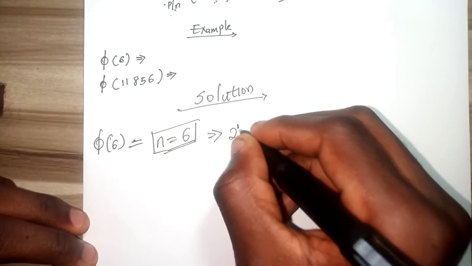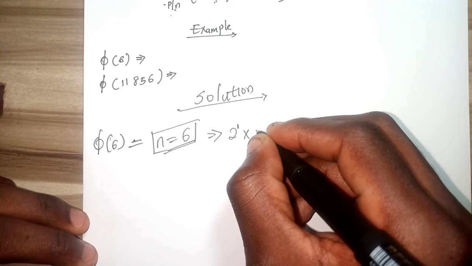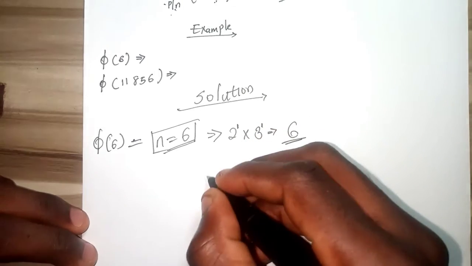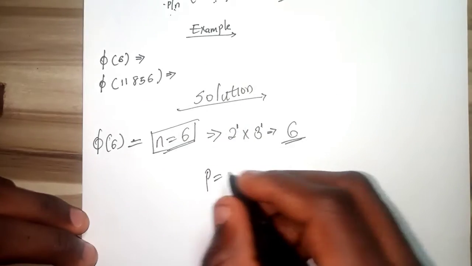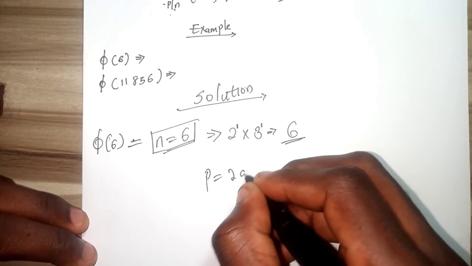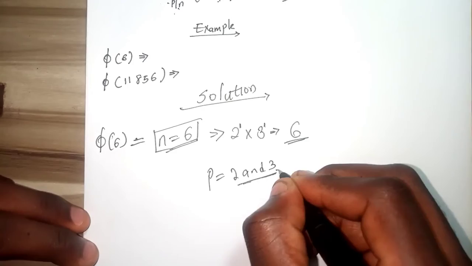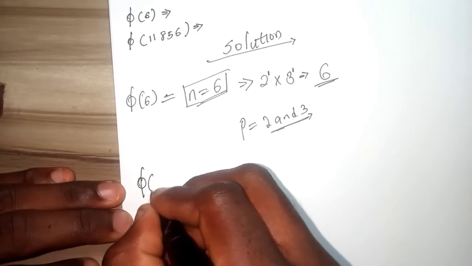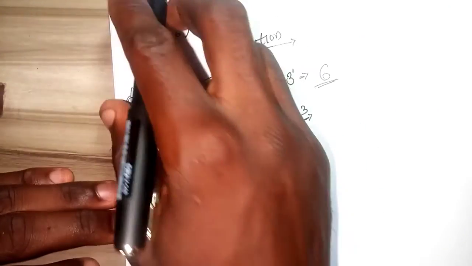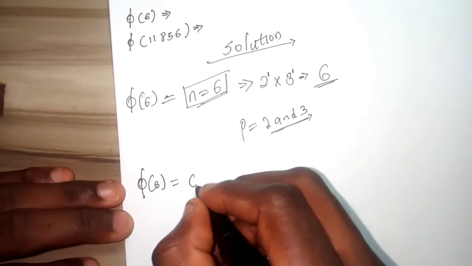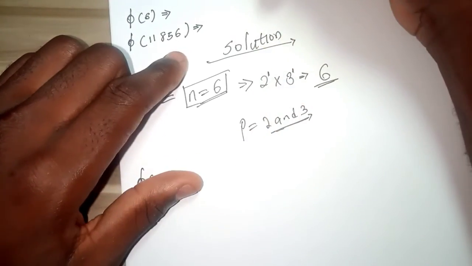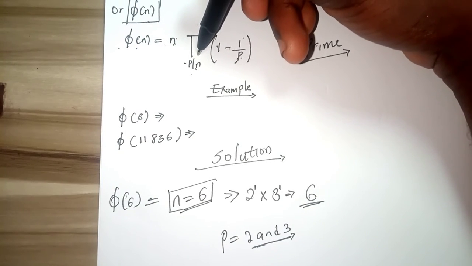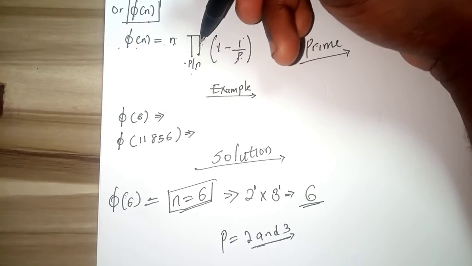Notice that 2 raised to power 1 times 3 raised to power 1 will give us what? 6, right? Now your p in this particular example is 2 and 3. So we go by the formula now. Phi of 6 equals, what is our n? Which is 6, right? Now this pi product is just telling us to multiply them together. That's just it. So don't be scared about the pi product.